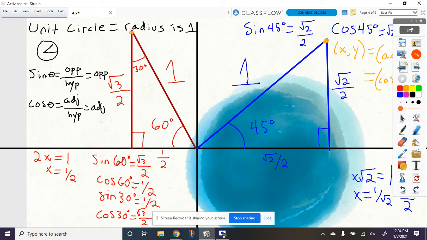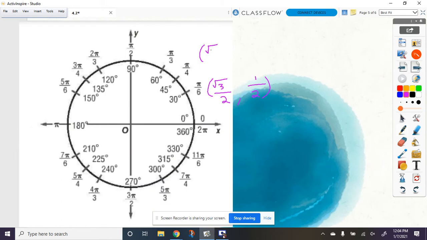Both of them are square root of 2 over 2. So that means that our x and our y are the same for that one. Okay? And then lastly, we said that our sine and our cosine for 60 are the same as our 30. They're just flipped because basically we're using the opposite angle. So we have 1/2, comma, square root of 3 over 2.